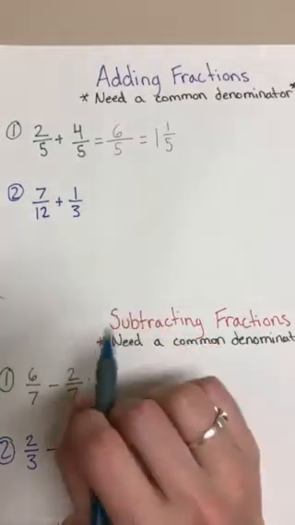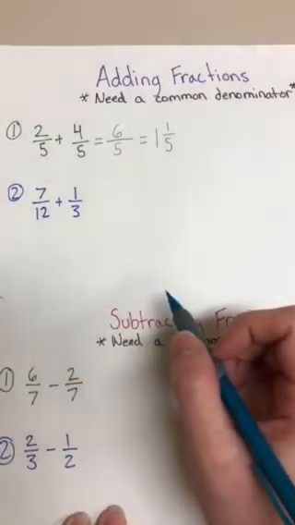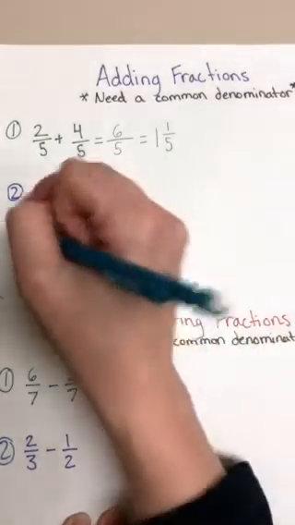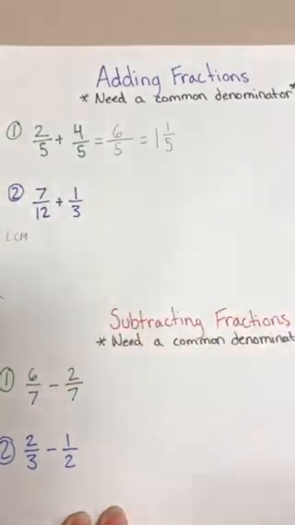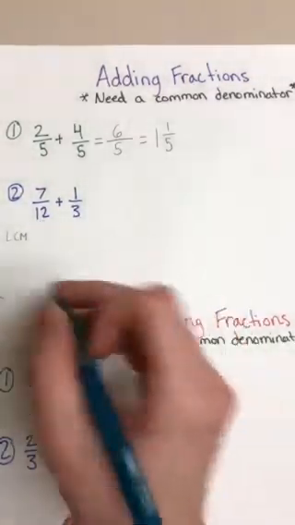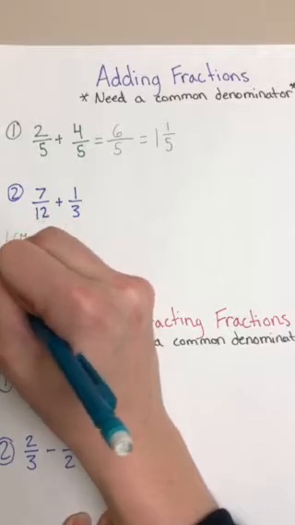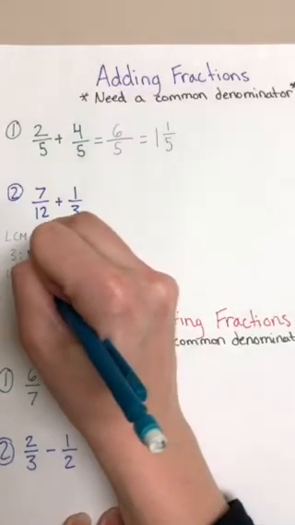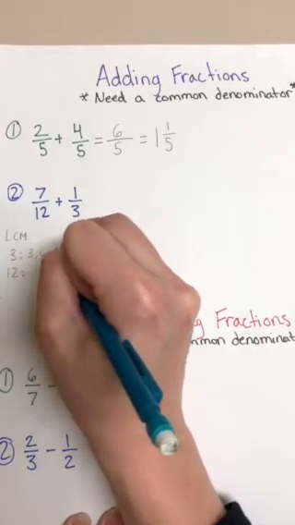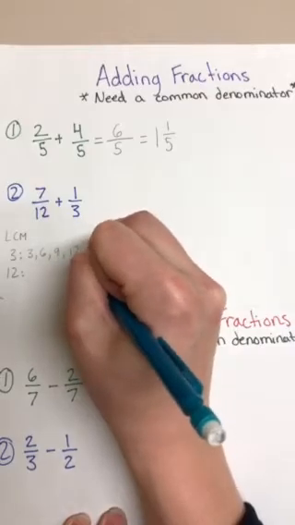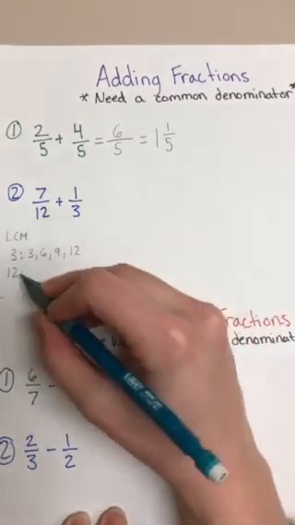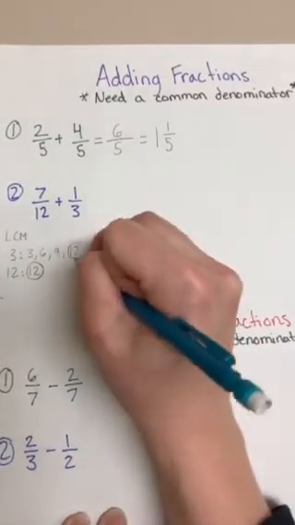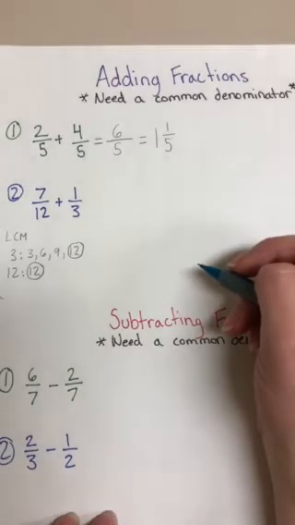Now, what if we do not have a common denominator? Then we're going to have to find one. In order to find a common denominator, we have to find the lowest common multiple of your two denominators, so 12 and 3. So I'm going to start by listing the multiples of 3. 3, 6, 9, and 12. I notice here I get to 12, and that is one of my other denominators, which means that becomes my lowest common multiple, meaning my lowest common denominator.